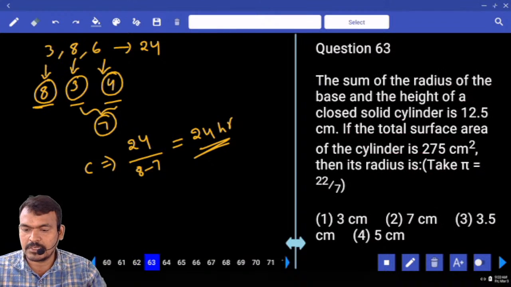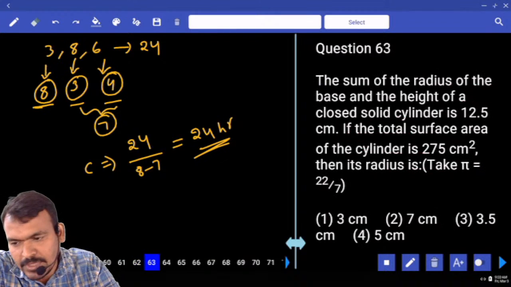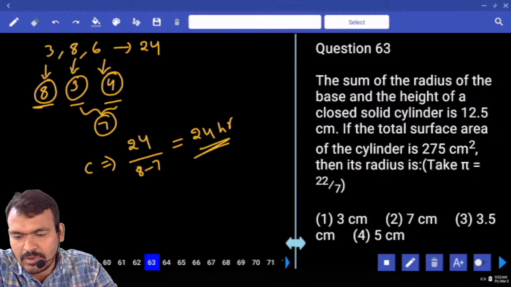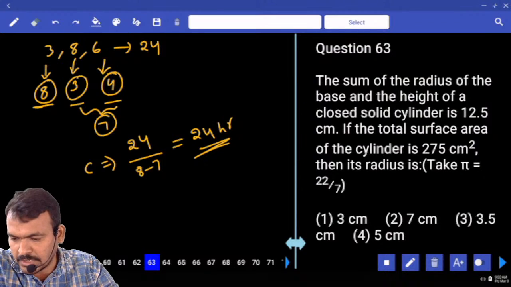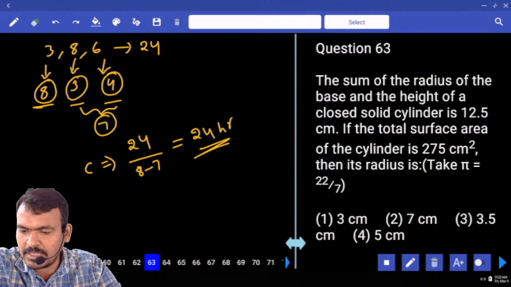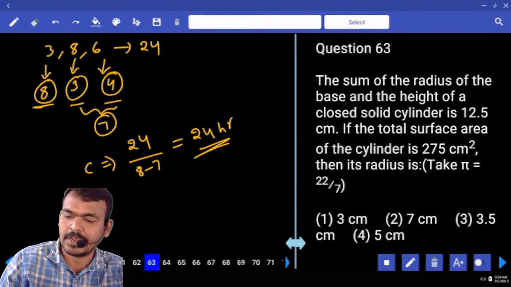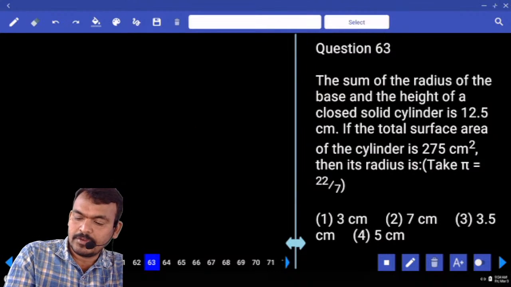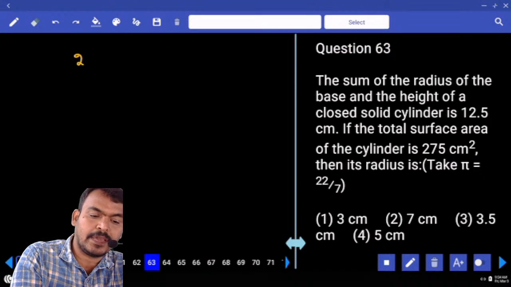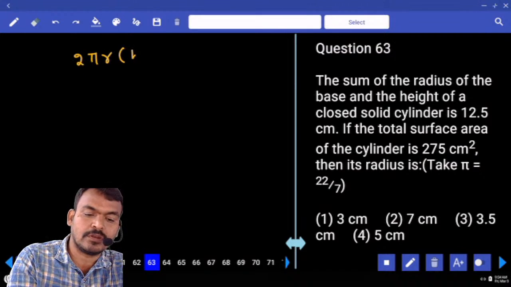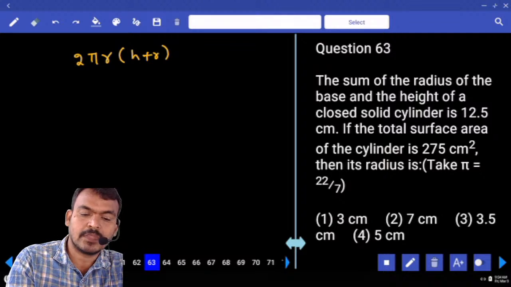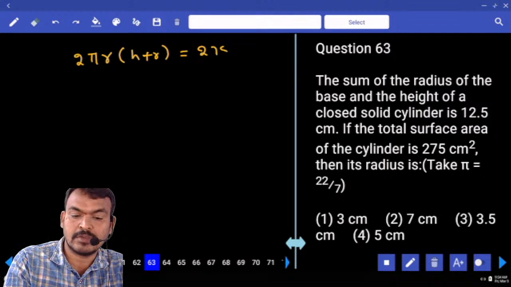Next question, number 63. The sum of the radius of the base and height of a closed solid cylinder is 12.5 centimeters. If the total surface area of the cylinder is 275 centimeters square, find its radius. What is the total surface area of the cylinder? 2 pi r into (h plus r).